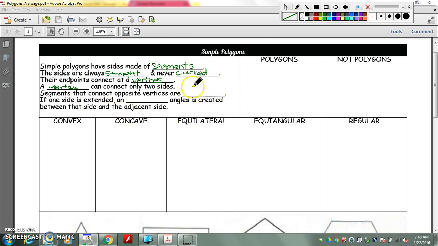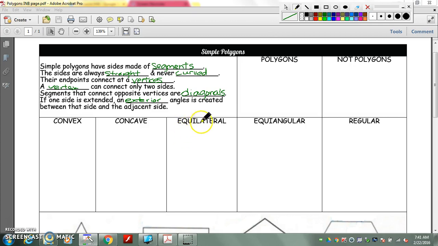Segments that connect opposite vertices are called diagonals. And we had those in our polygon properties. If one side is extended, an exterior angle is created between that side and the adjacent side.